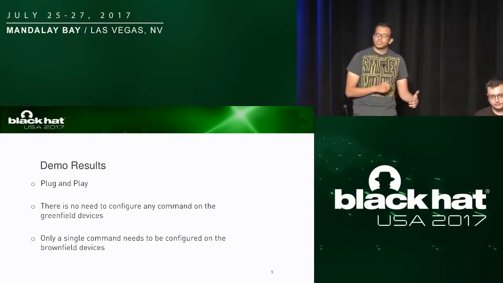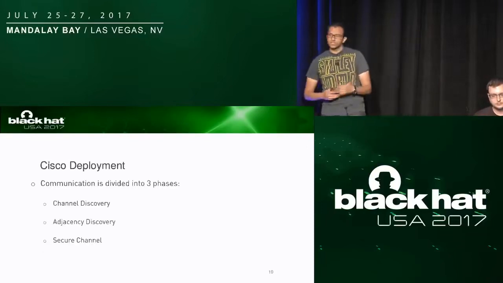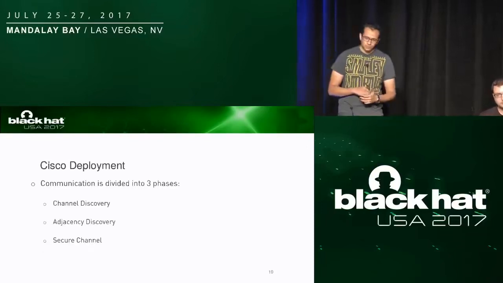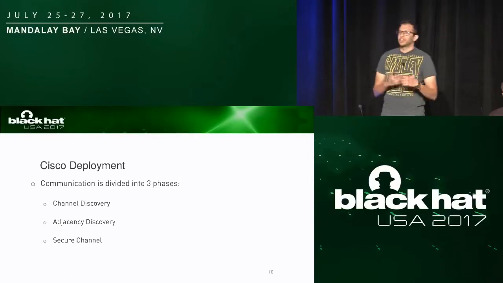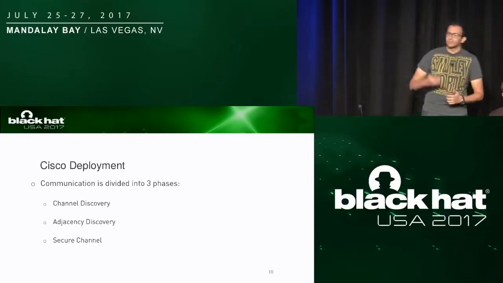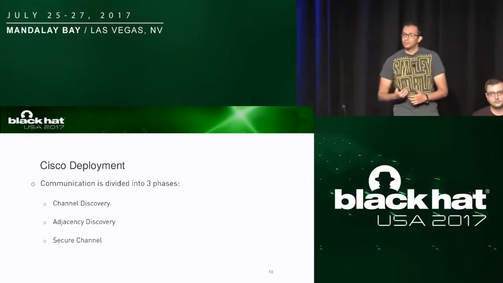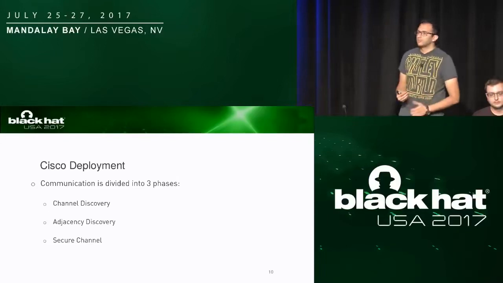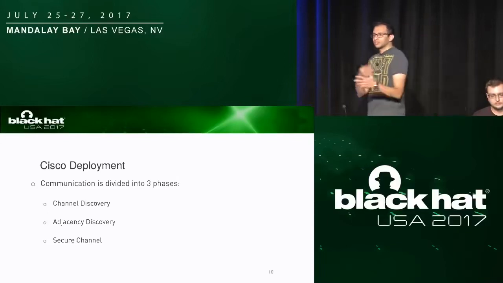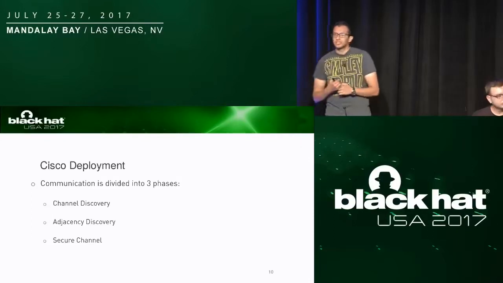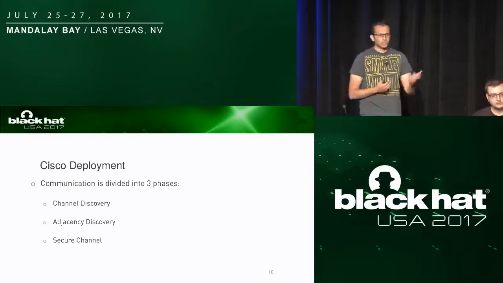Well, in order to understand the phases of communication we have seen, Cisco divided it into 3 phases. First phase, which they call channel discovery, where we detect devices on layer 2. After that, adjacency discovery, where we go to layer 4 and start discussing or sending some certificates. And finally, a secure channel, where we saw DIKE.